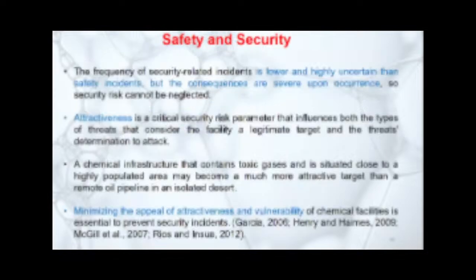So in safety we have probability, in security we have likelihood. In security we have attractiveness. This is important. So we have to do something to minimize the attractiveness and vulnerability of a chemical to prevent a security incident. Many people post 2006 have worked, so the references have been given.